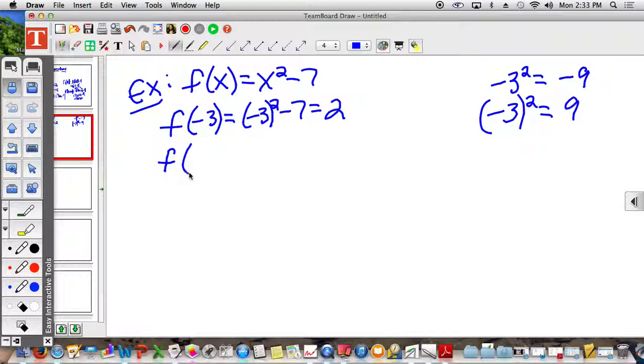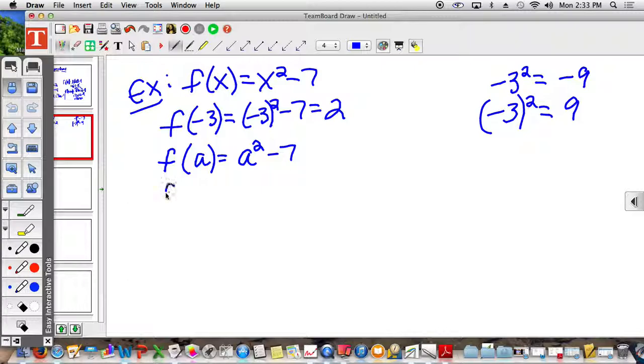Alright, what about this? Let's do f of a. What's f of a? x squared minus 7. Replace x with an a, so you have a squared minus 7.